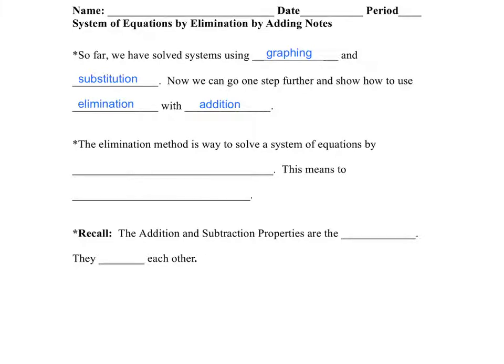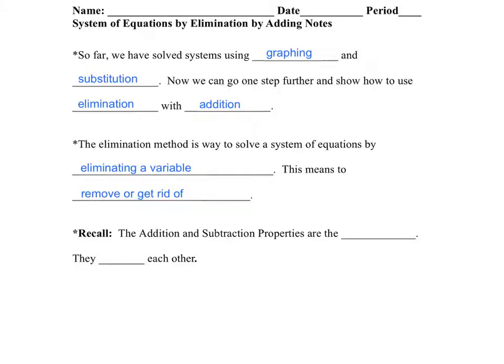The elimination method is a way to solve a system of equations by eliminating a variable. And when we are eliminating a variable, this means to remove or get rid of. So elimination means to remove or get rid of. Whenever we are eliminating a variable, we're removing it or getting rid of it.